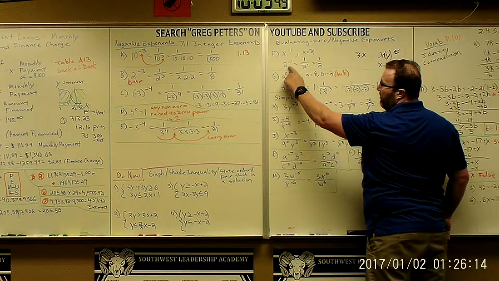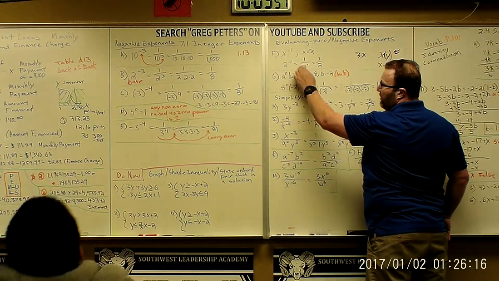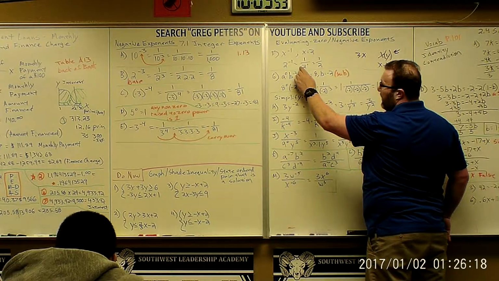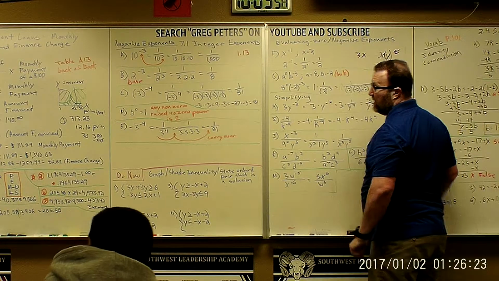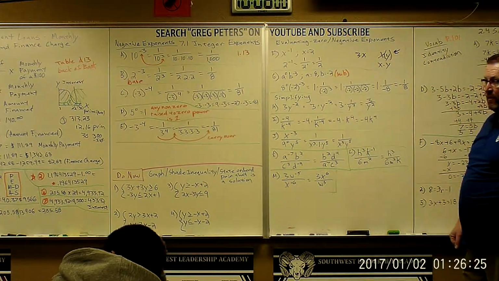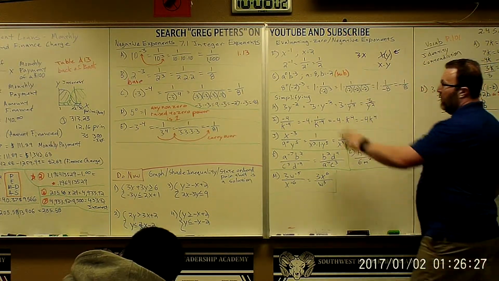I just rewrite the problem. 2 to the -1 forces the 2 down to the denominator. Right? 1 is always at the top. 2 to the 1, 1/2. We're done. Fairly easy problem. Okay, now this one.